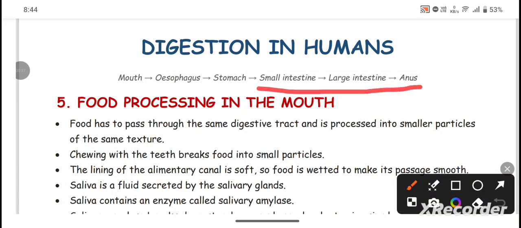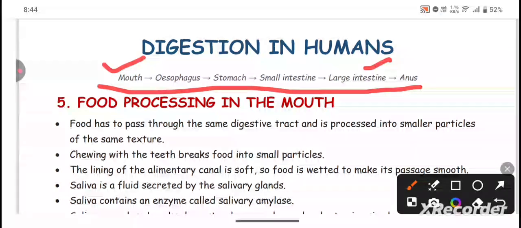So this is a brief flowchart of the digestion, in which digestion starts in the mouth and ends in the large intestine. The alimentary canal has parts which start with the mouth and end with the anus. So let's discuss the process of digestion. How does the process of digestion occur in each part of the alimentary canal?